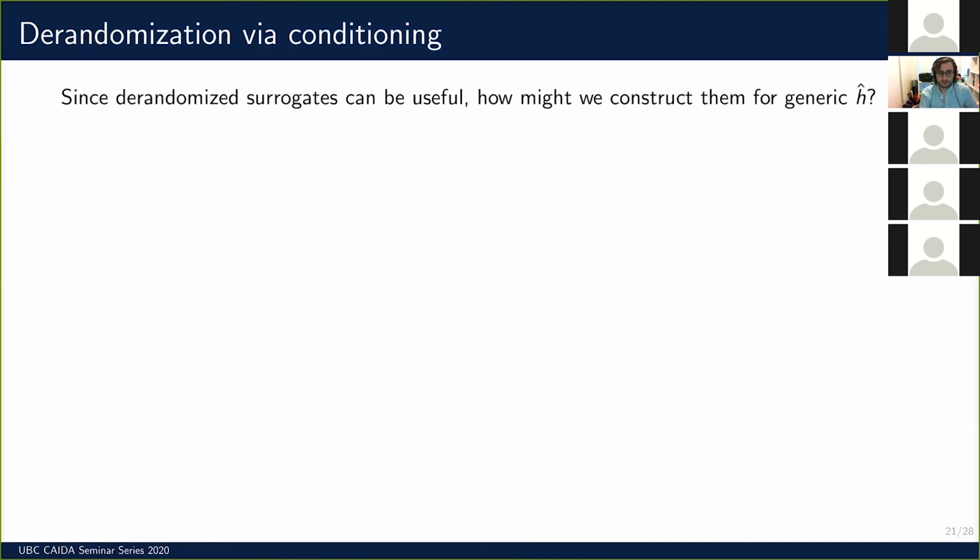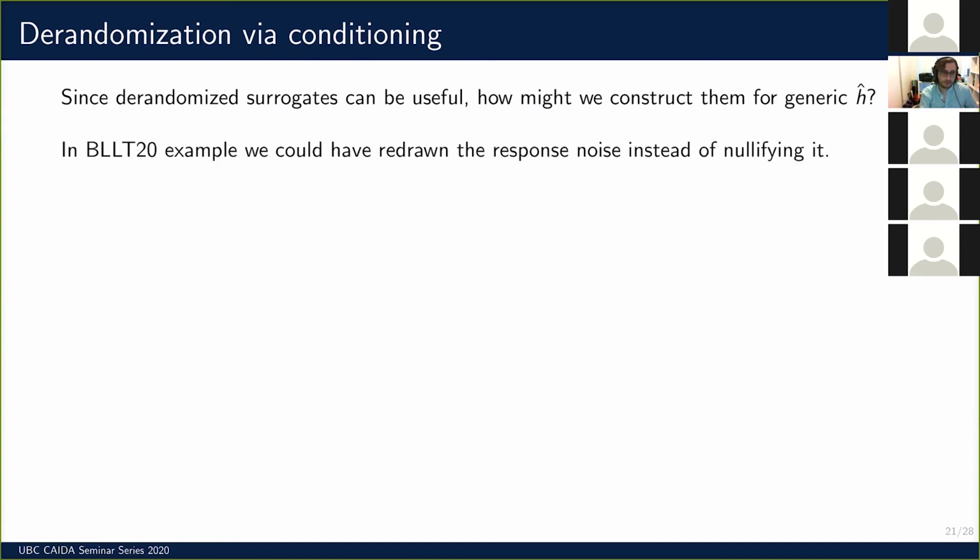So since derandomized surrogates can be useful, we want to construct them for a generic learned hypothesis. And we're going to do this first intuitively based on the example we saw, and then we'll write down a more general formula for what it means. But in the example on overparametrized linear regression, we nullified the noise, but instead of nullifying the response noise, we could have redrawn it independently from the same distribution.